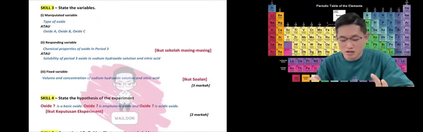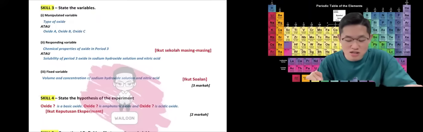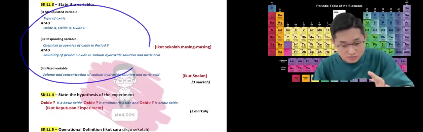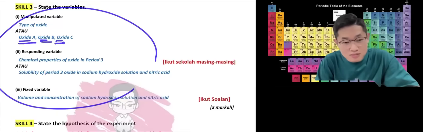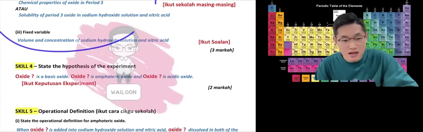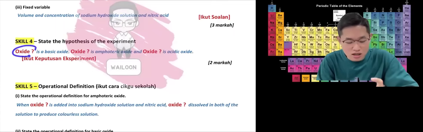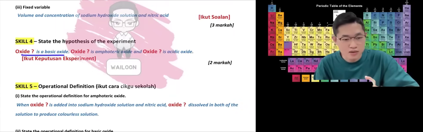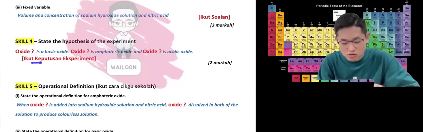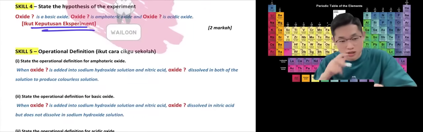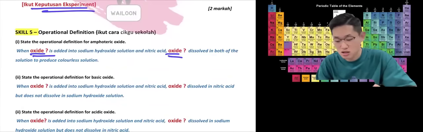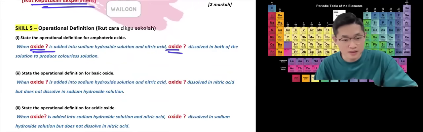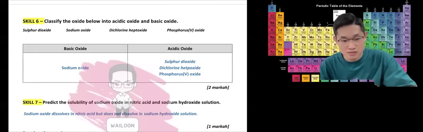Okay? Then hypothesis, variables and variables are all the same. Just that the names here might be different. Hypothesis also, if it's oxide A, if oxide A is basic, then you write oxide A is basic. If oxide C is basic, then you change to oxide C. So ikut keputusan. Operational definition also, use the unknowns they gave you. And then classification is the same.